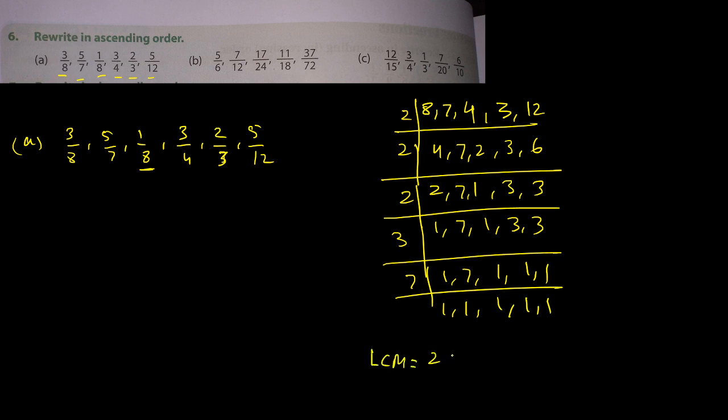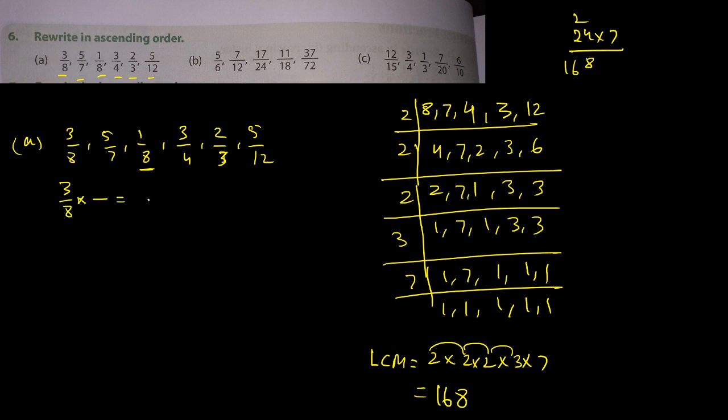LCM is 2 into 2 into 2 into 3 into 7. 2 2s are 4, 4 2s are 8, 8 3s are 24, and 24 7s: 7 4s are 28, 2 carry, 7 2s are 14, 15, 16, so 168. So students, the LCM is 168. Now you will do the same procedure which we have done. First you will write the first fraction, which is 3 upon 8, and multiply 8 with such a number so that you get 168 in the denominator. In the same way you will change all the fractions into like fractions. Then you will arrange.